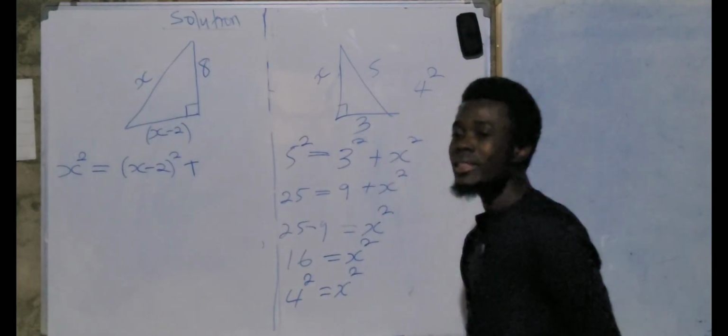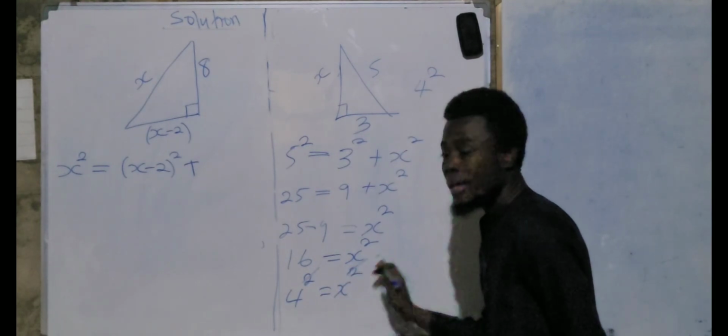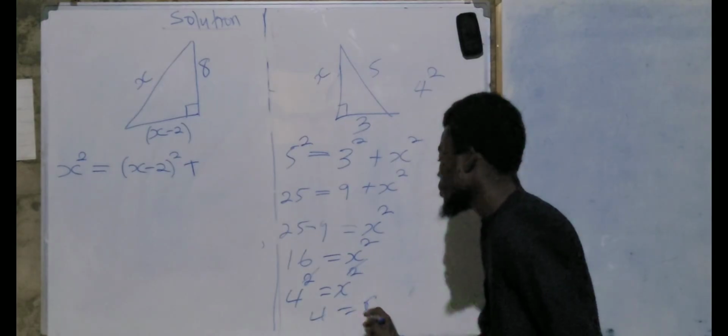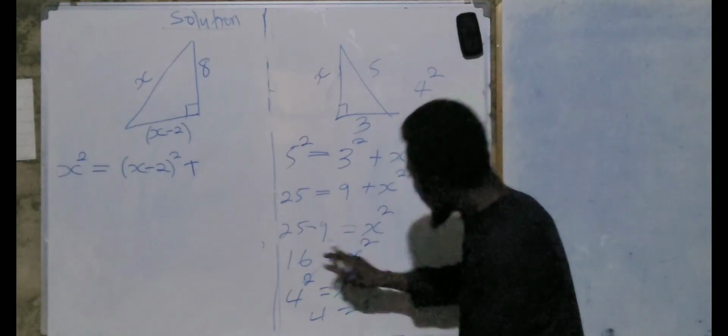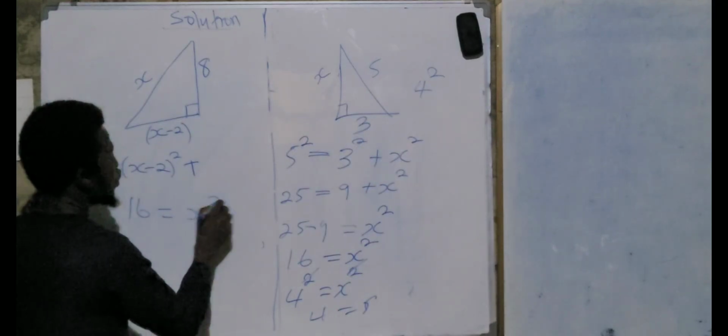X squared, right? Now, in this case, what do we do now? This guy here and this guy we cancel, right? So therefore 4 here is equal to what now? X. Are we okay here? Or from this point here, you can say 16 here is equal to what? Is equal to x squared.